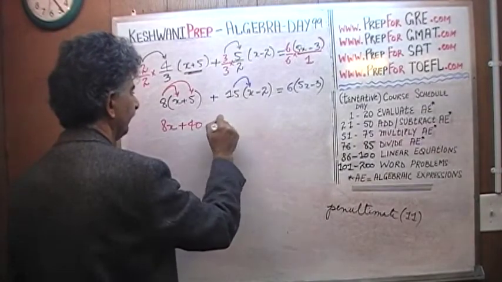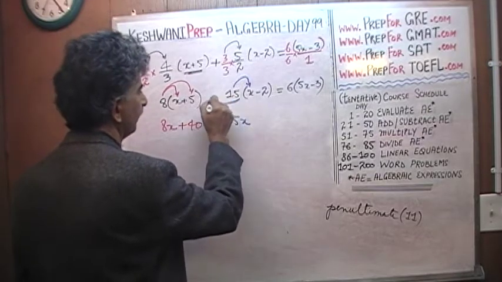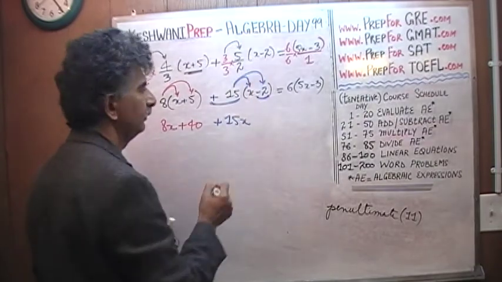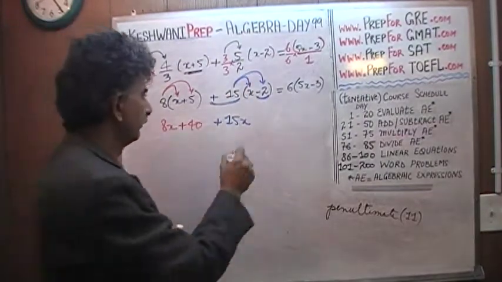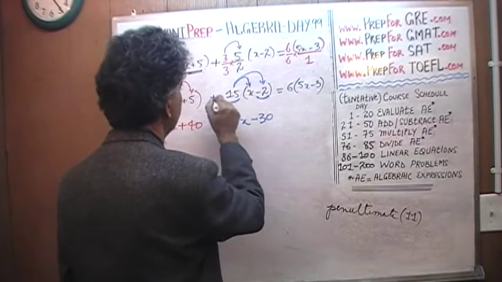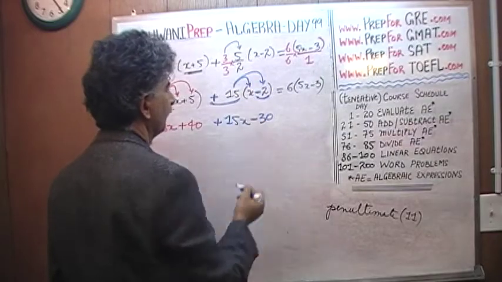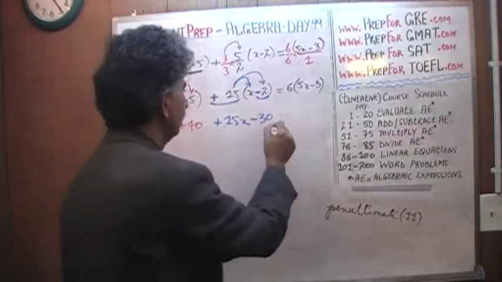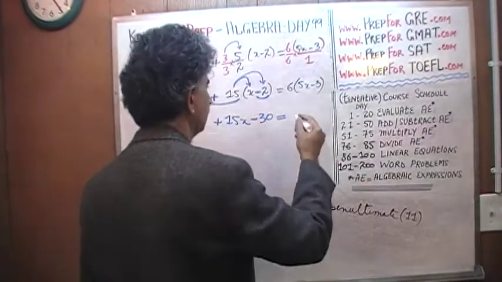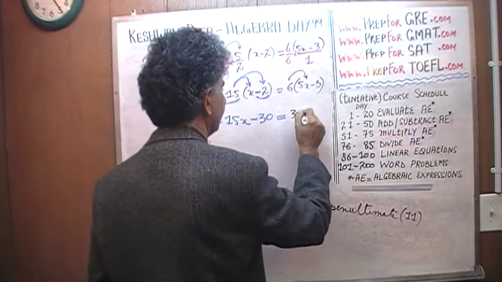15 times x is 15x. And then here we have a positive 15 and a negative 2. A positive 15 and a negative 2 is going to give us negative 30, because positive times negative gives us negative. Equals 6 times 5, which is 30x.